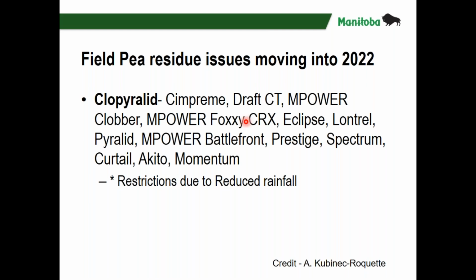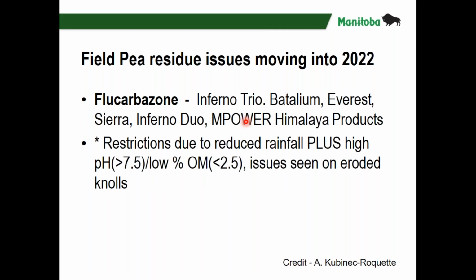They did see some issues last year because of how dry things were, and these restrictions are due to reduced rainfall that we've had for most of the summer. Now, flucarbazone is another group of products here that you have to be aware of as well. The restrictions here are due to reduced rainfall plus soil pH greater than 7.5 and low organic matter, less than 2.5%.